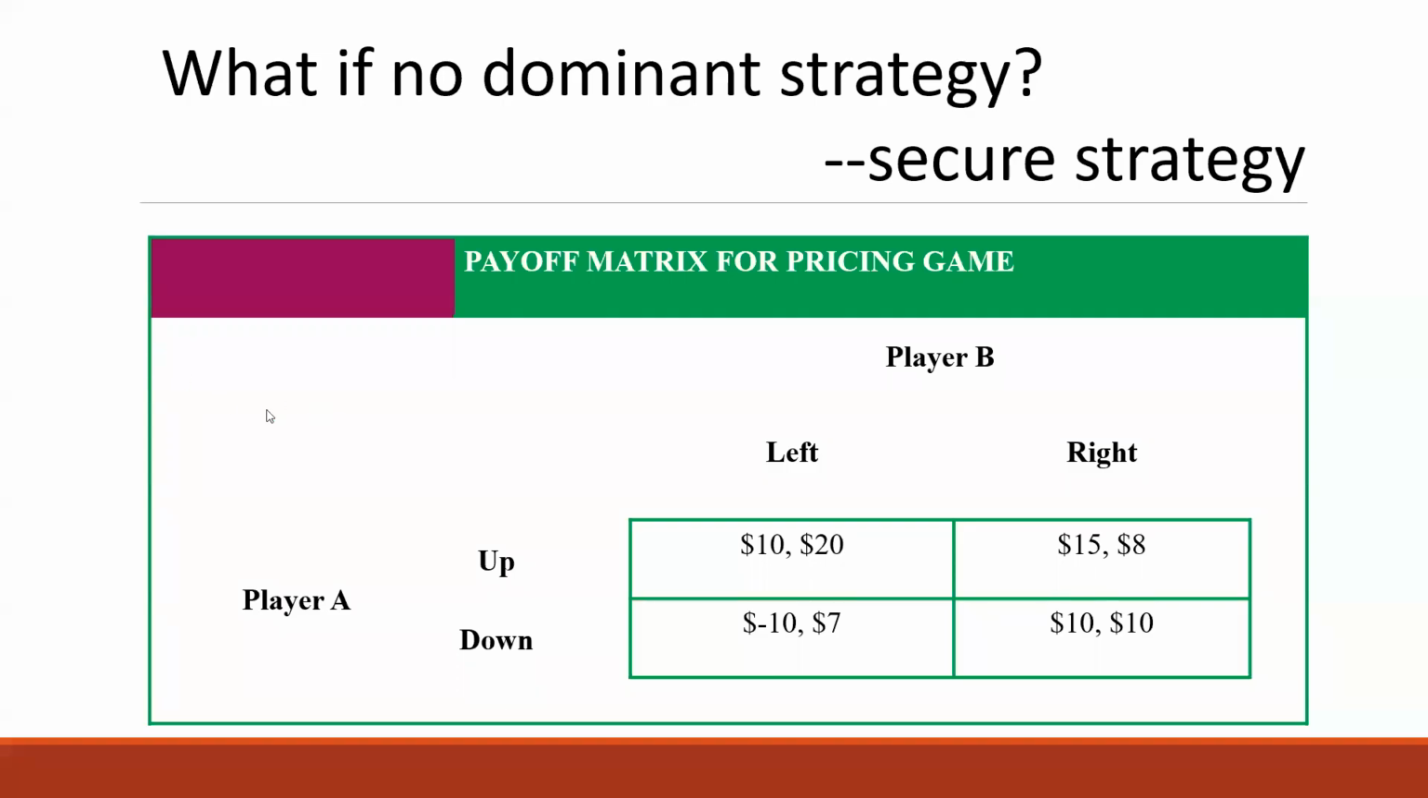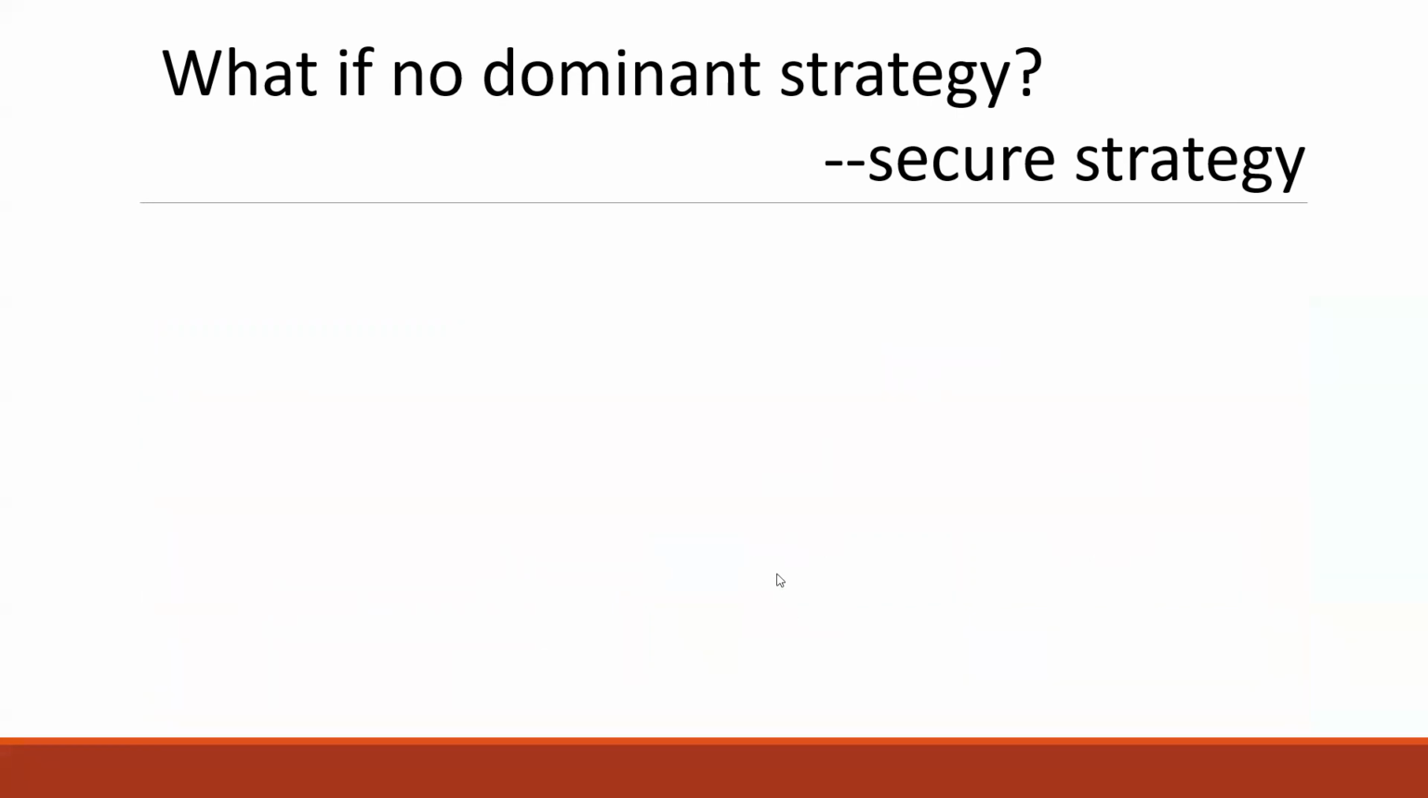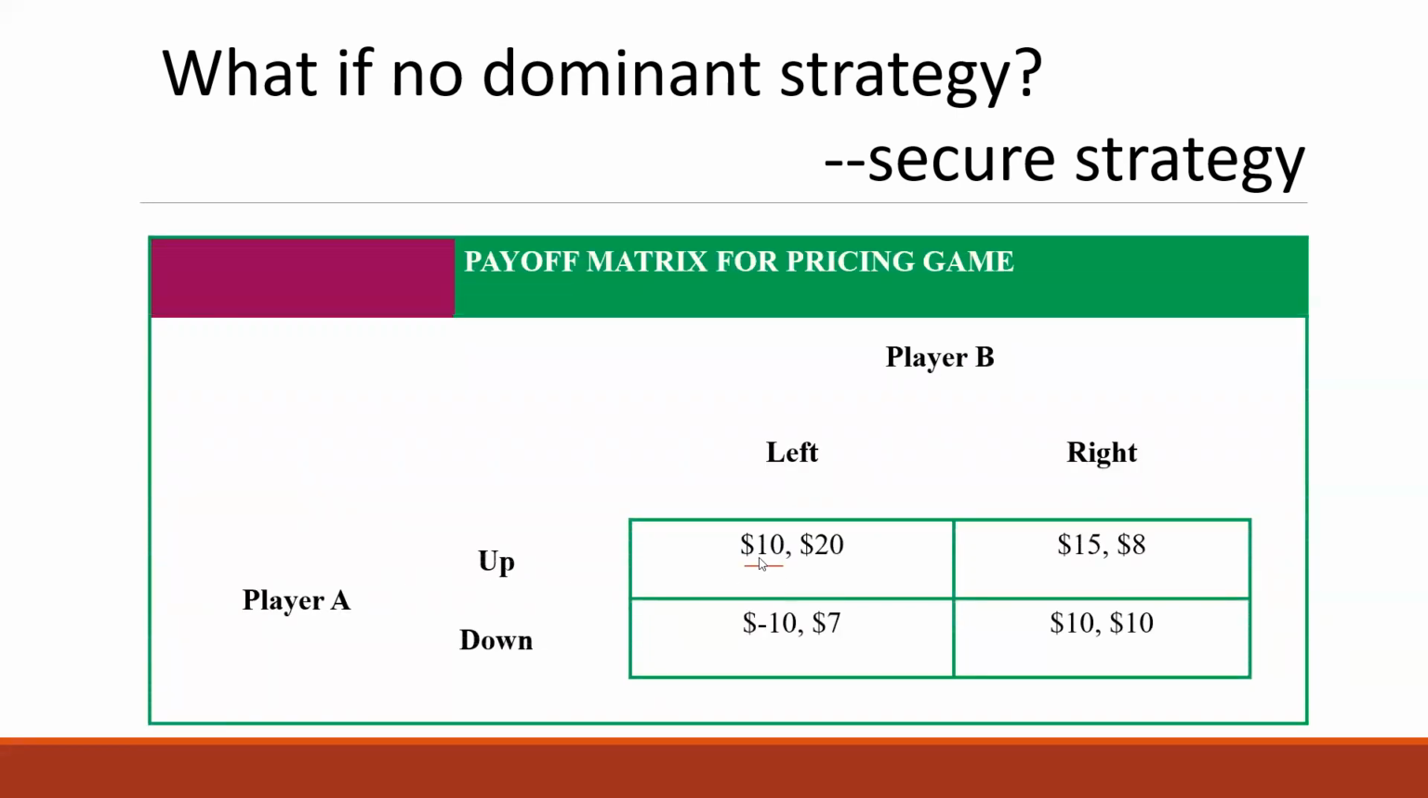Now let's look at another case that's slightly different. For player A, it's pretty straightforward and like the one that we have studied previously. So if player B chooses to play left, player A is to choose between up and receiving 10 and down to receive -10, then A should choose up.